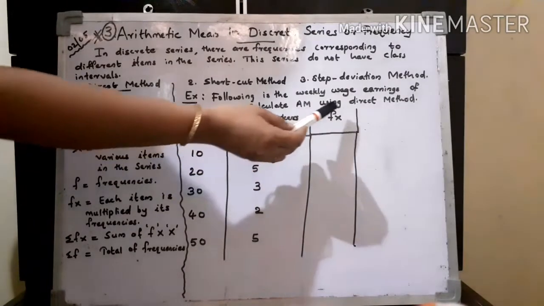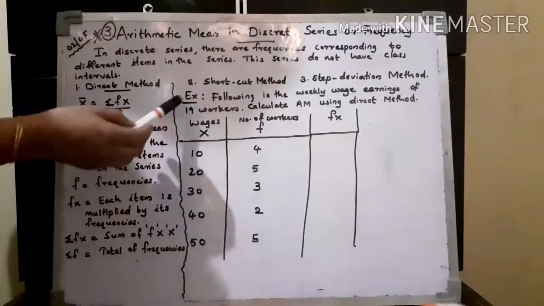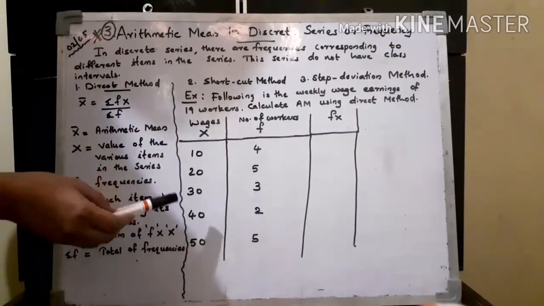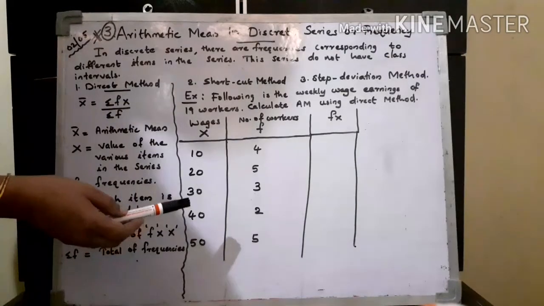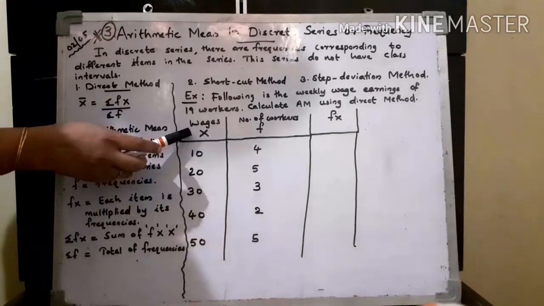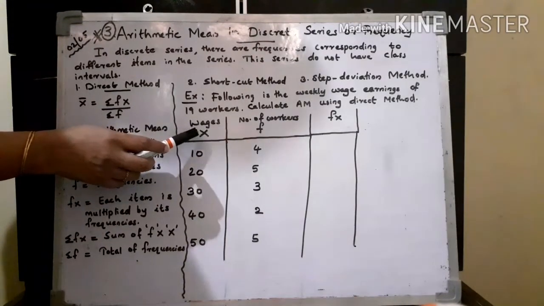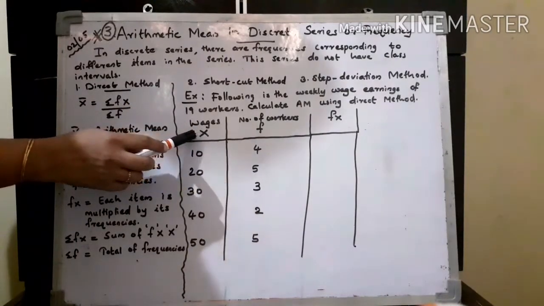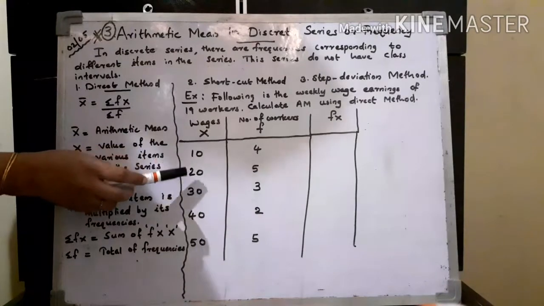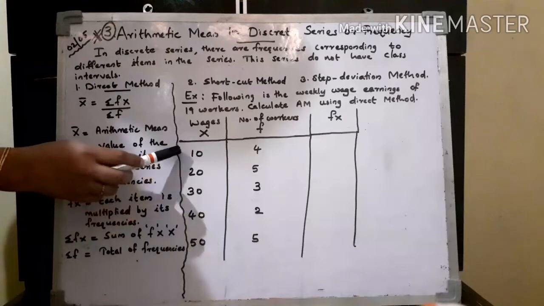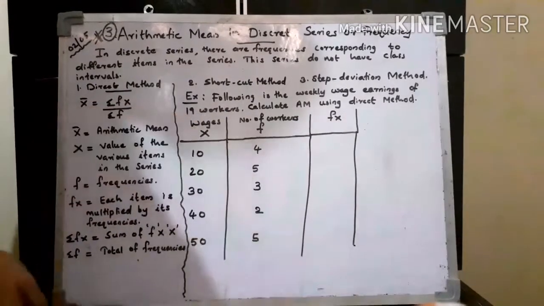Question. Following is the weekly wage earnings of 19 workers. Calculate arithmetic mean using direct method. 19 workers' wages are given in this series. Calculate the average earnings of these 19 workers. So the first column is wages, which in the mathematical way we can call X, or item, or variable. So the X column is 10, 20, 30, 40, 50. These are the wages earned by the 19 workers.